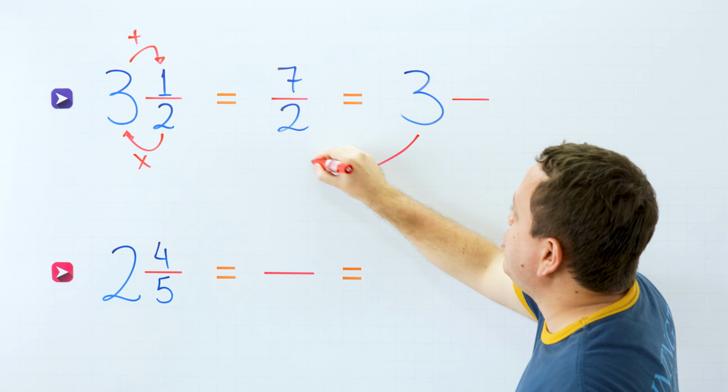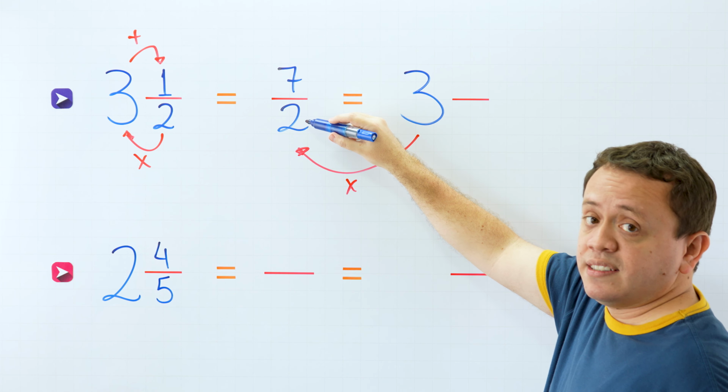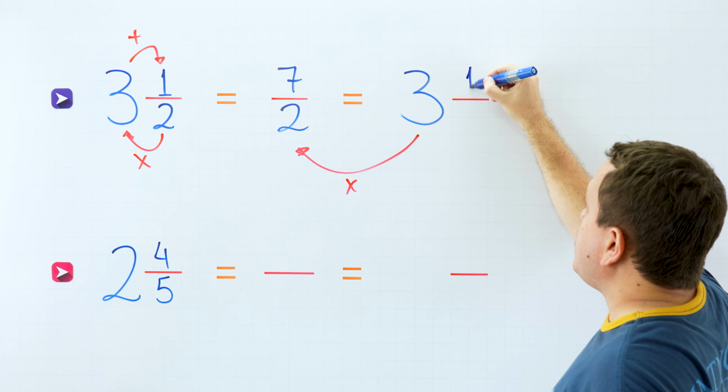Then we're going to multiply. 3 times 2 is 6. To get 7, we need to add 1.